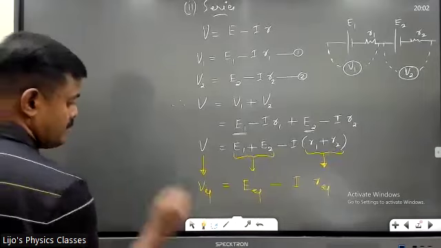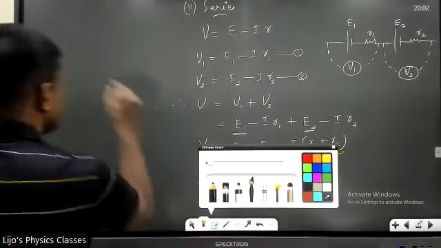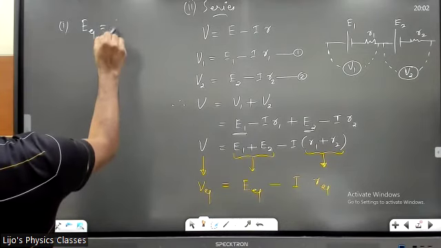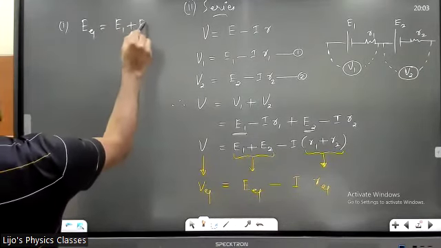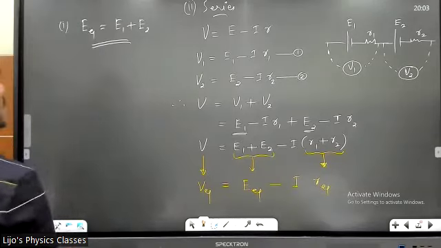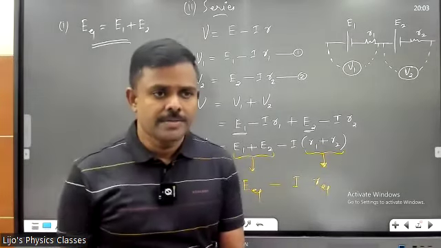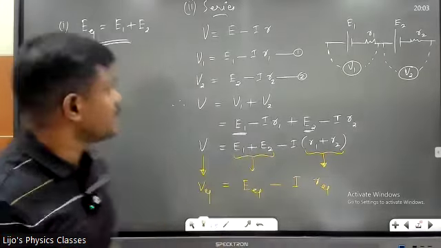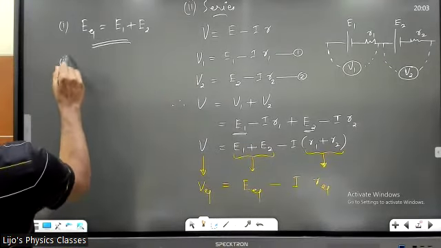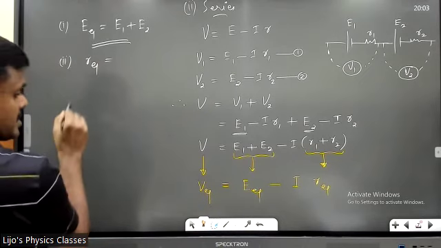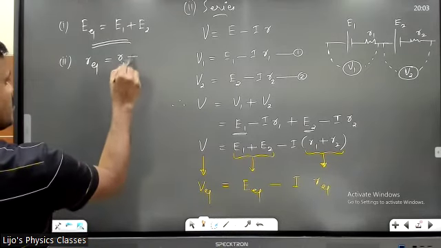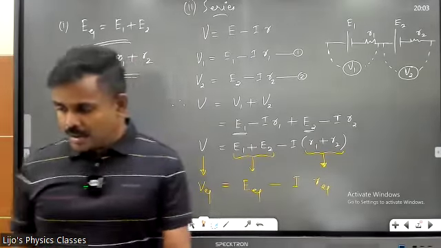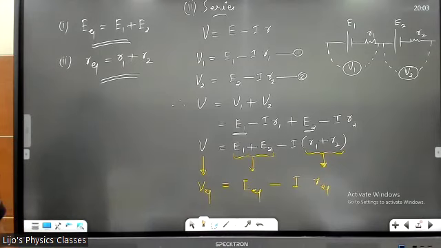Let us rewrite them. First, E equivalent. E equivalent is E1 plus E2. I had told you beforehand, in series combination, you just add them up. Second, the internal resistance: R equivalent is equal to R1 plus R2. All of you got this?